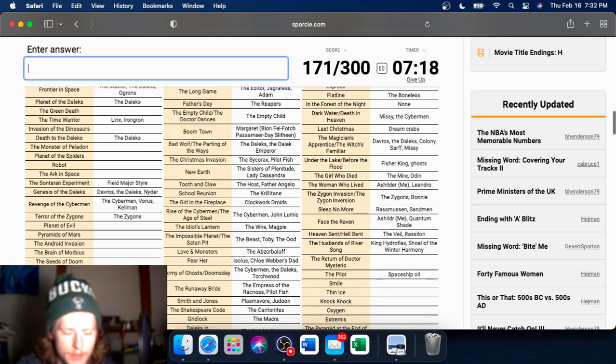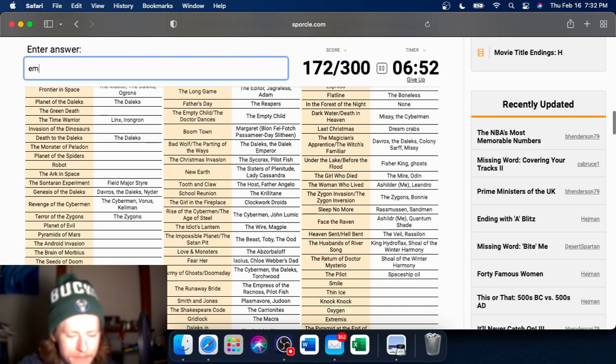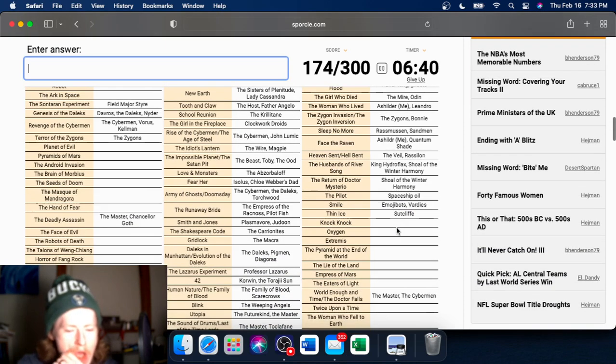Okay. Return of Dr. Mysterio is Harmony Shoals. That's the correct answer, by the way. Shoal of the Winter Harmony. Okay, but in that episode, they're called Harmony Shoals. So, I got it right the first time. Smile are the emoji bots. Thin Ice. His name is Sutcliffe. I would not have gotten that had I not recently rewatched the entire series.